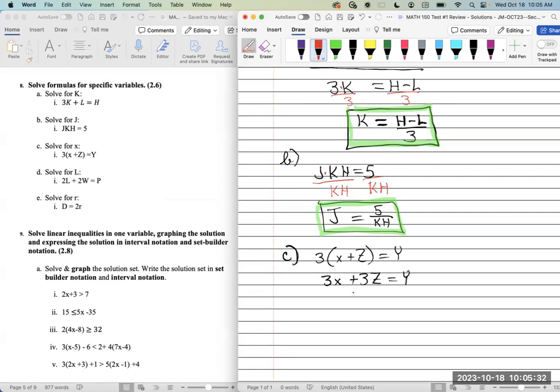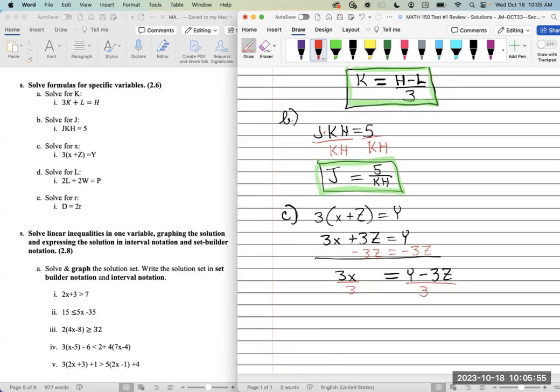Now I want X by itself, so this 3Z is in the way. So I will subtract 3Z from both sides. And I'm left with 3X is the same thing as Y minus 3Z. Opposite of multiplying is dividing. So there's your final answer.